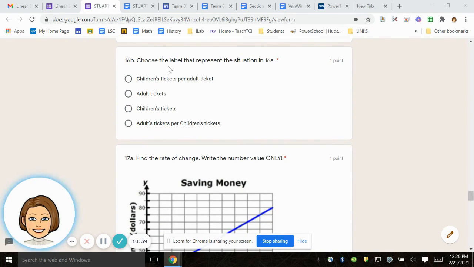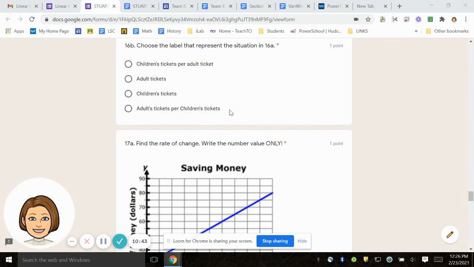16b, choose the label that represents the situation in 16a. Children's tickets per adult ticket, adult tickets, children's tickets, adult tickets per children's tickets.